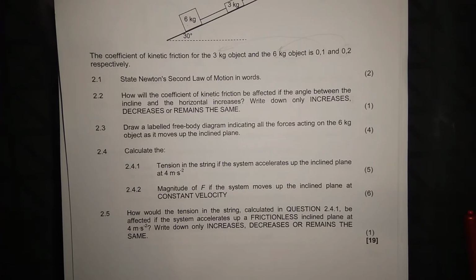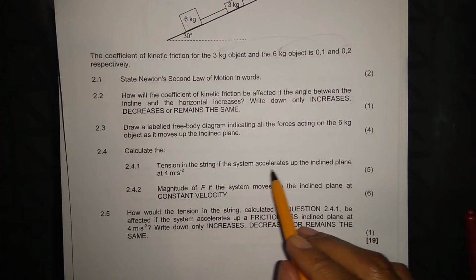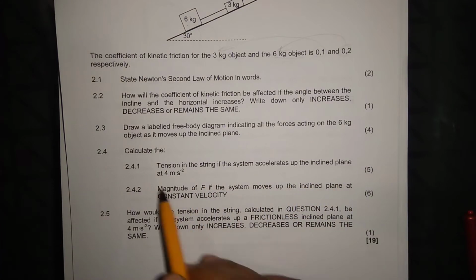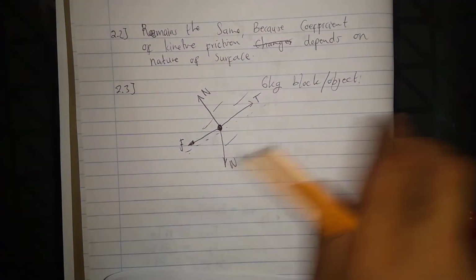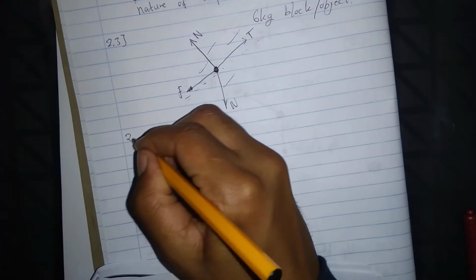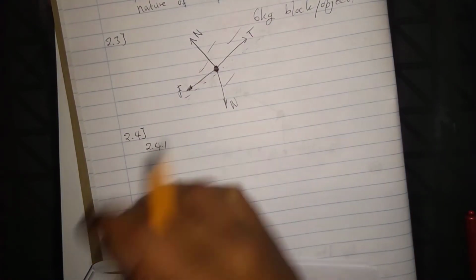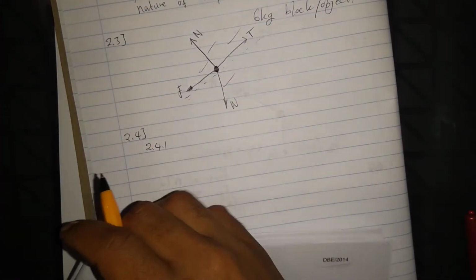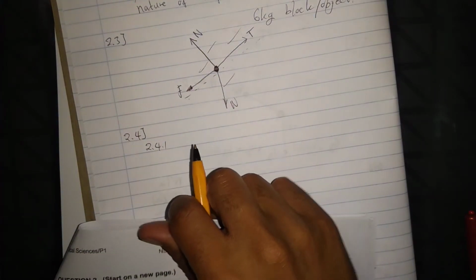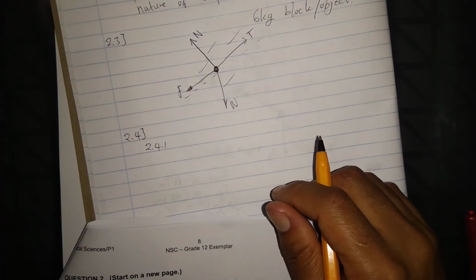Now 2.4: calculate the tension in the string if the system accelerates up the inclined plane at 4 meters per second squared. 2.4.1. All right, again.